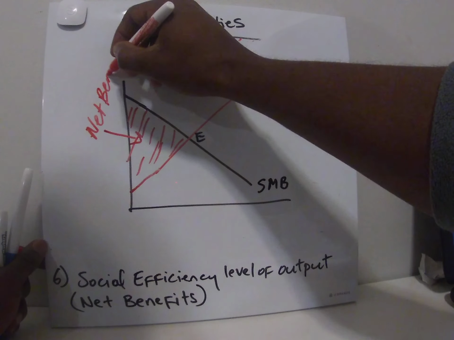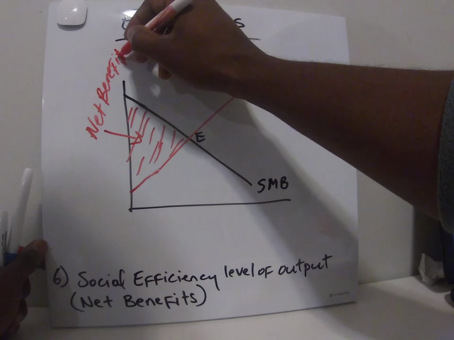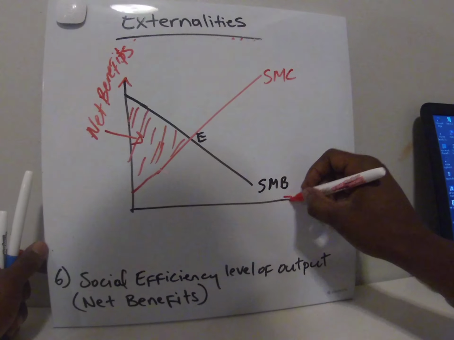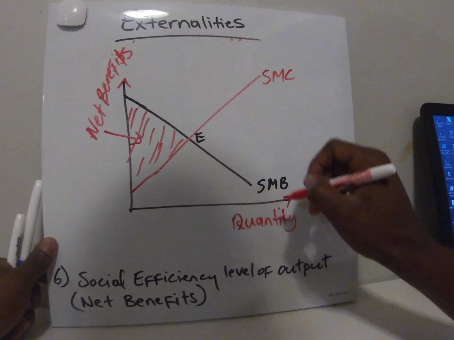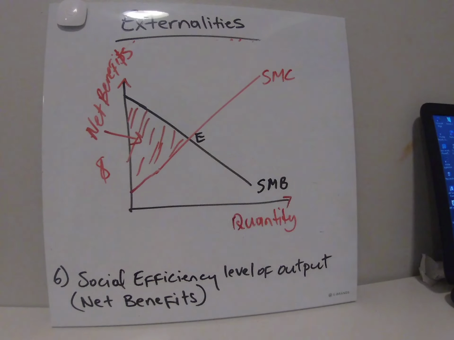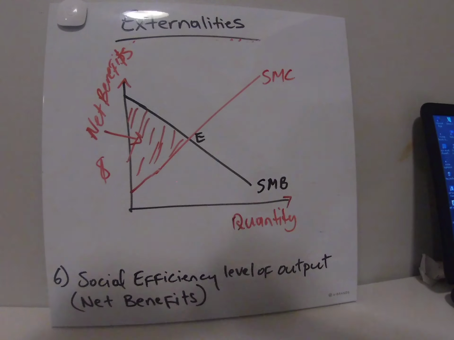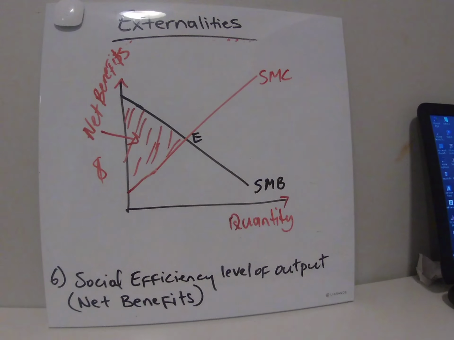Net benefits. And this is quantity. This is our dollar sign over there. All right, so that's basically what our socially efficient level of output would be right here. So this is where our social marginal costs meet our social marginal benefits. So our equilibrium is here, and we operate within this to get a net benefit.